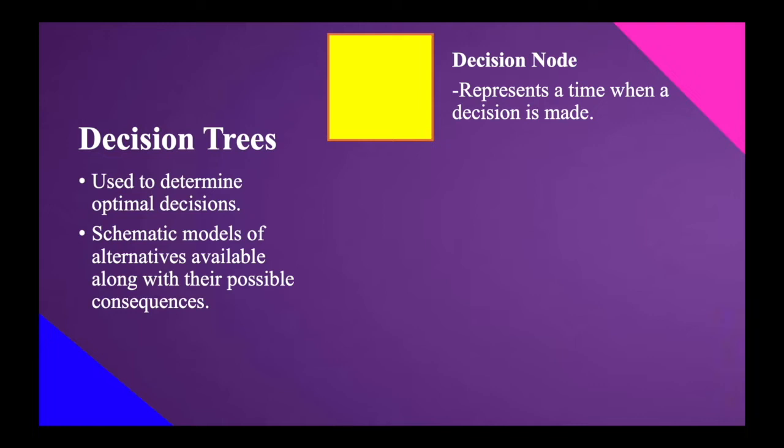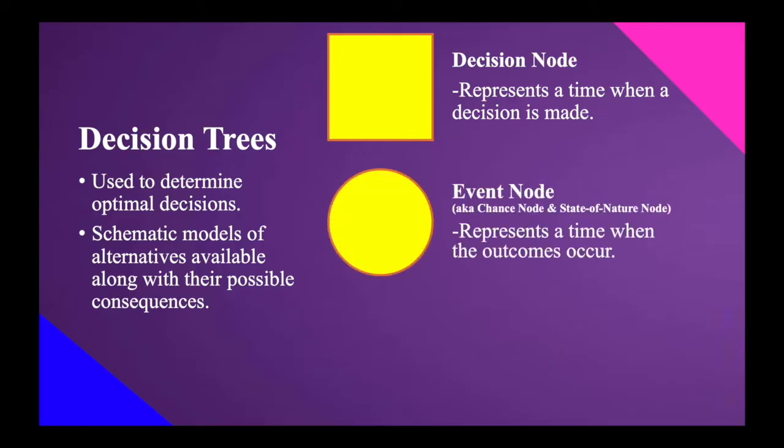Now, the next node na meron tayo with regards to decision trees is the circle. Okay? Now, the circle is an event node. Tinatawag din po ito, also known as the chance node, or sometimes some other textbooks or operations research professors call this as the state of nature node. Again, event node is just the same with chance node or the state of nature node. This is the node that represents a time when the outcomes occur. Kapag may outcome ka nang nakuha na hindi pa siya yung final decision, that is represented by a circle.